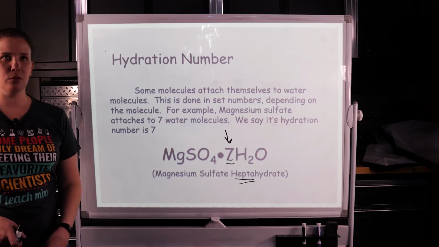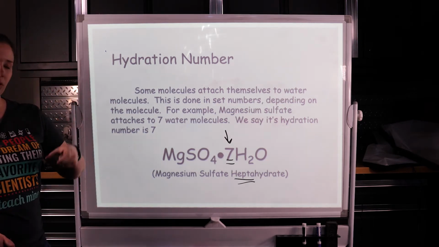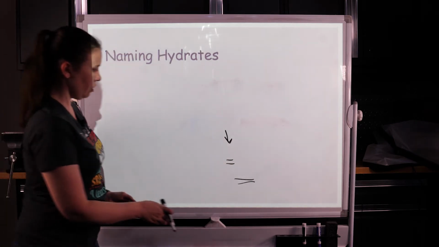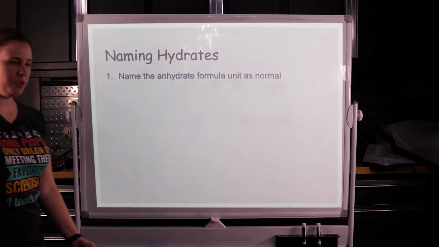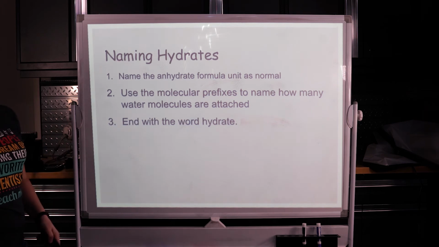If the hydration number was 4, you would call it a tetrahydrate. You're putting the molecular prefix that matches the hydration number on the word hydrate. All right, so first you name the formula unit normally. Then you're going to use the molecular prefix and then the word hydrate.